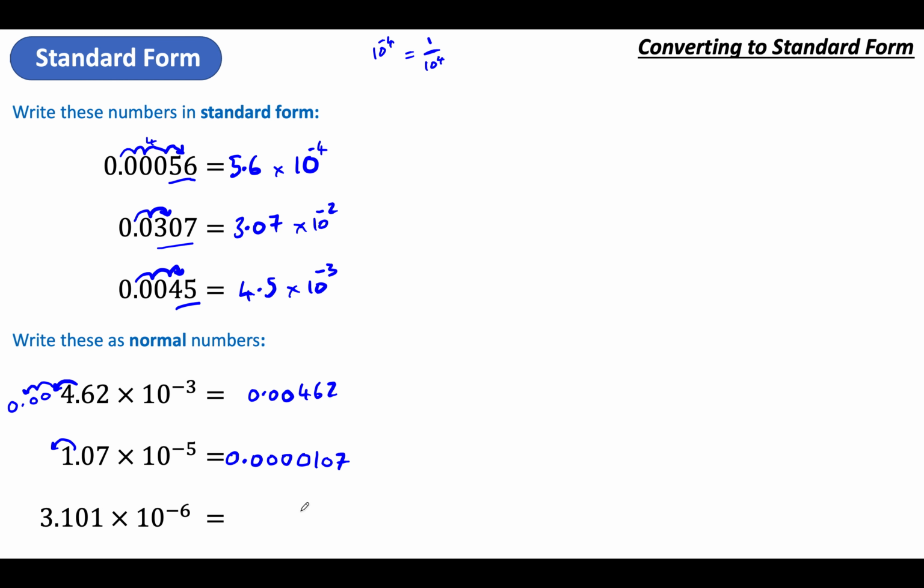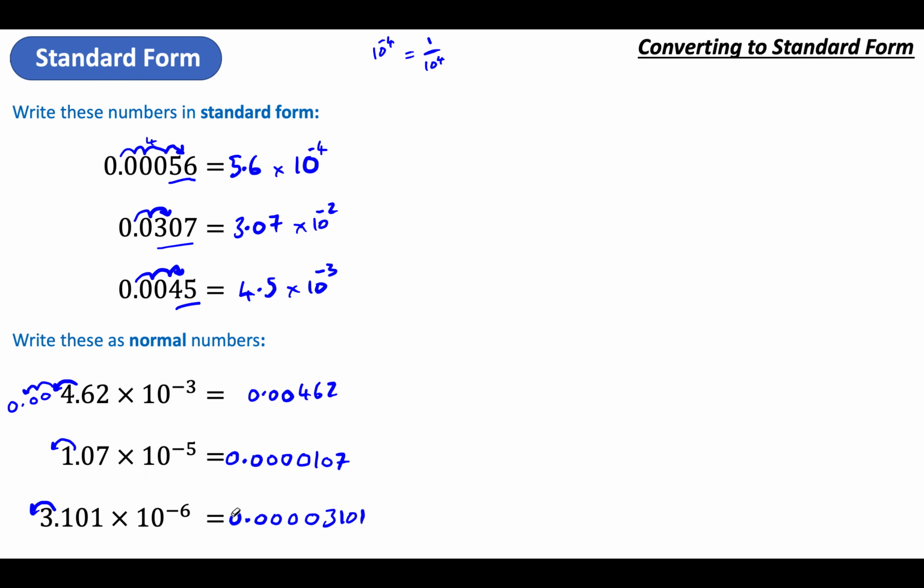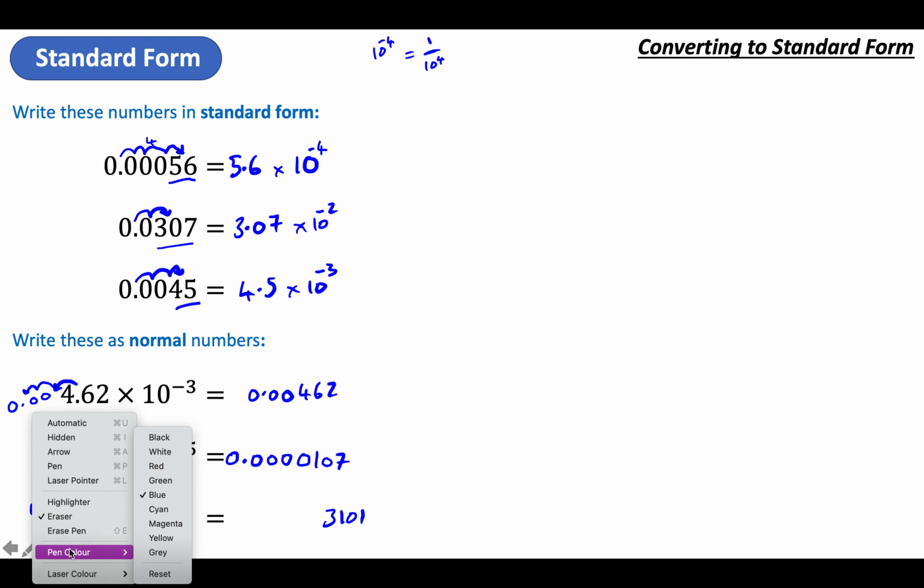What about this one? 6 places smaller. So we'll put 3101 over there. Now it does 1 jump to get over the 3, and then 5 more. So that's 1 jump, 2, 3, 4, 5 places. Hang on, no, I haven't done enough, have I? Let's do that again.